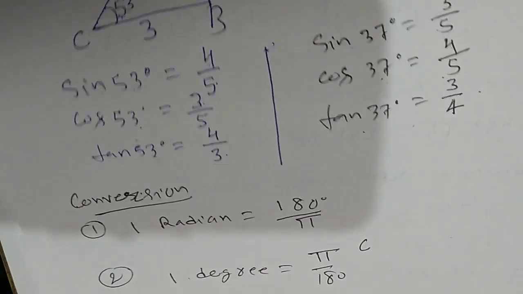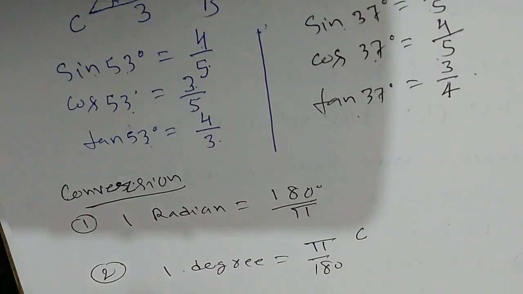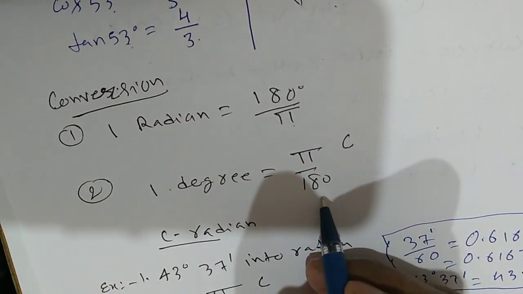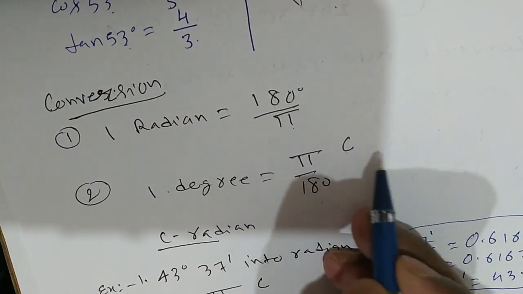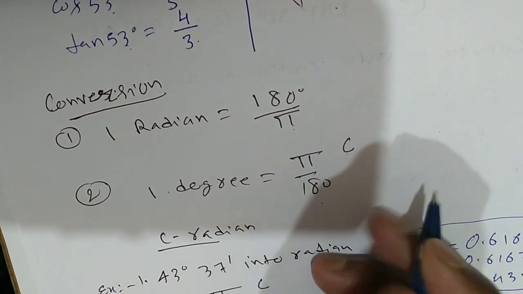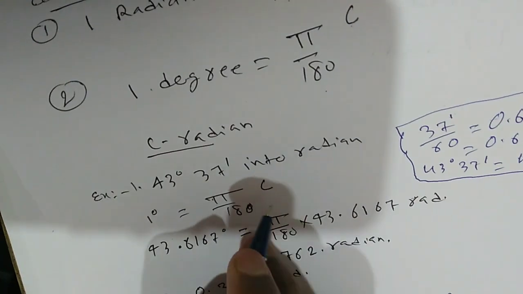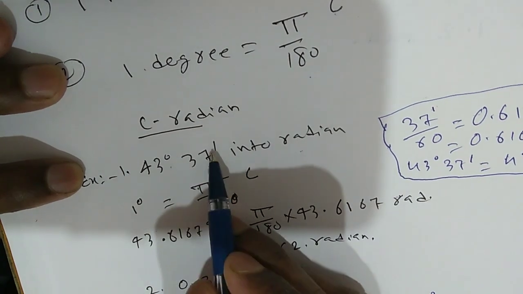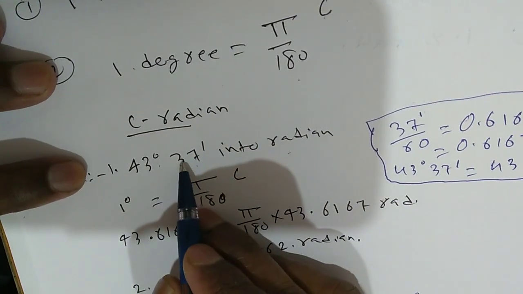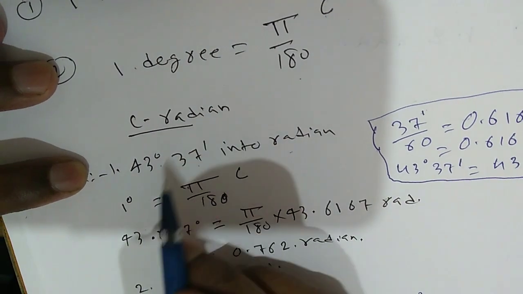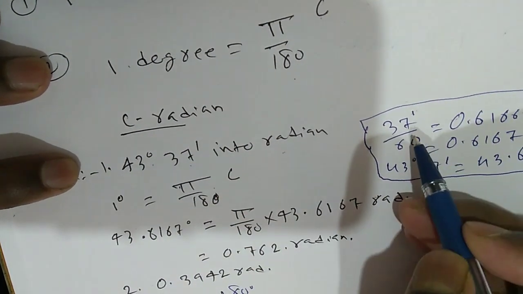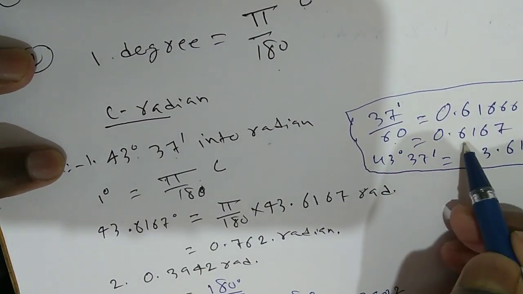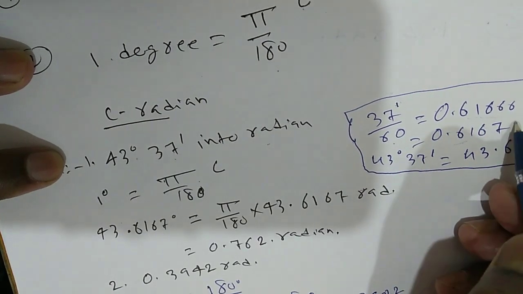Next one is conversion. It means degree to radian, radian to degree. 1 radian is equal to 180 upon pi, and 1 degree is equal to pi upon 180. C is a symbol of radian, so pi c is a symbol of radians. Now next, I take an example: 43 degree 37 minutes into radian. First we convert 37 minutes into degree, because we already know degree into radian. So converting, 37 upon 60, that is 0.6166. So I write here 0.6167 degree.